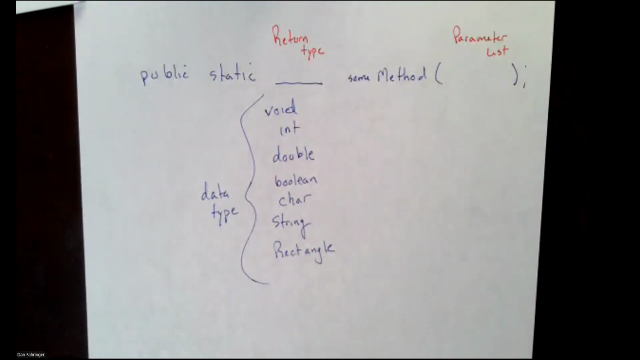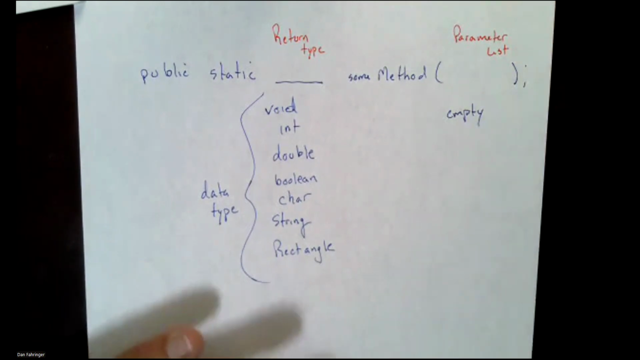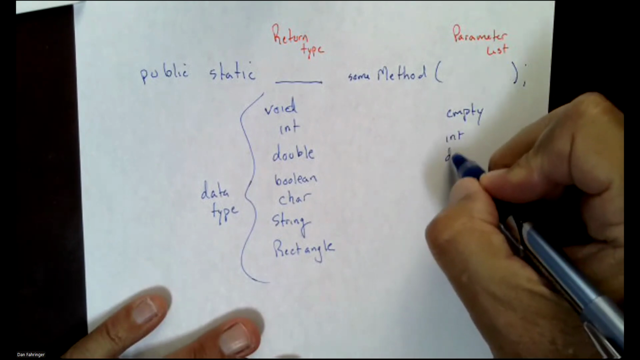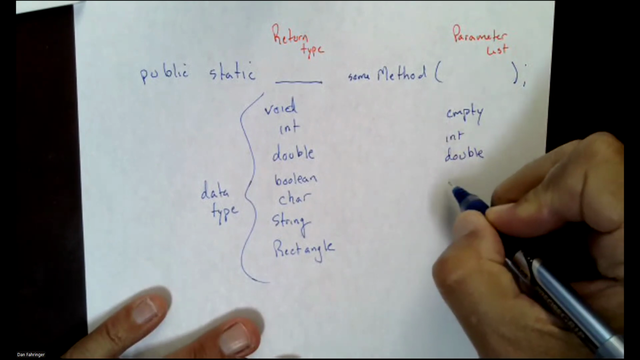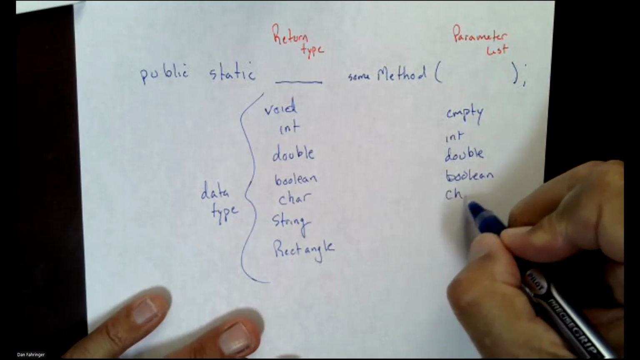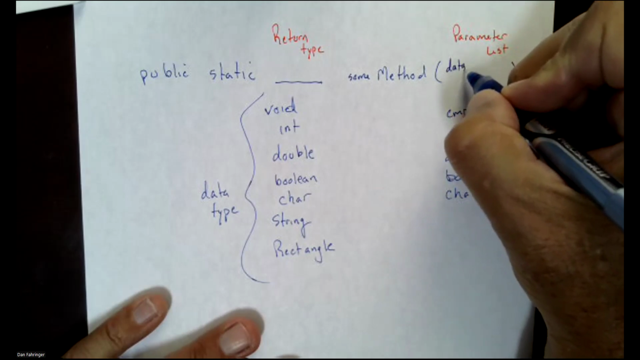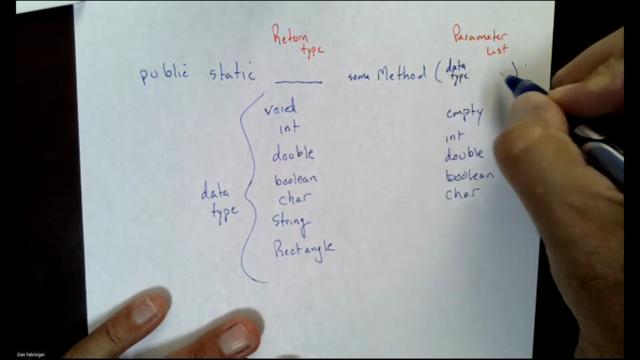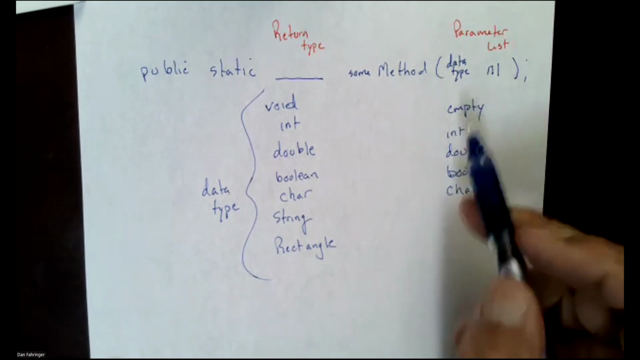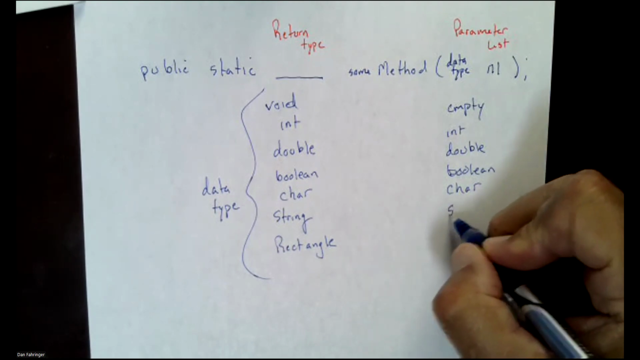What can be in my parameter list? It can be empty, that's fine. We could have ints inside of here. We've done that. We've done doubles. I don't know if we've done any booleans, but that's possible. We could have chars, right? We had a data type followed by some variable name, n1. But the data type could be any of these. We even did strings.